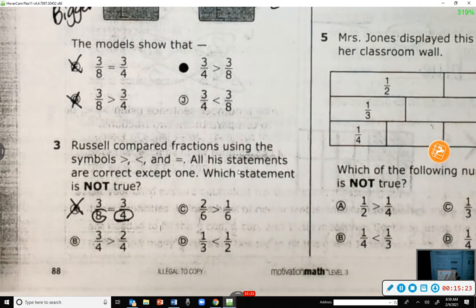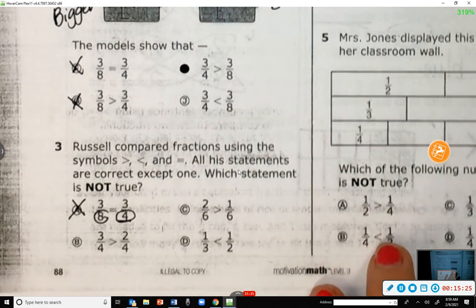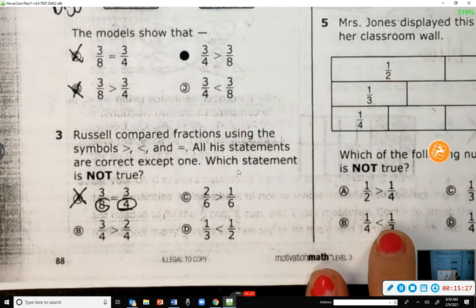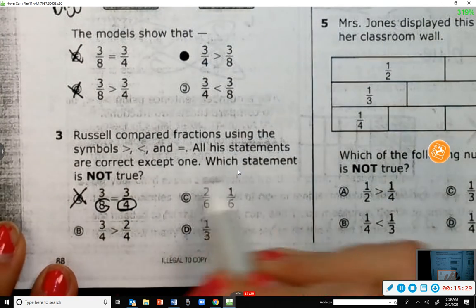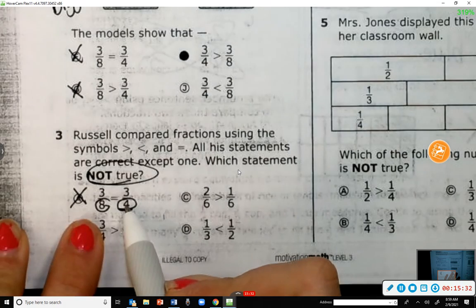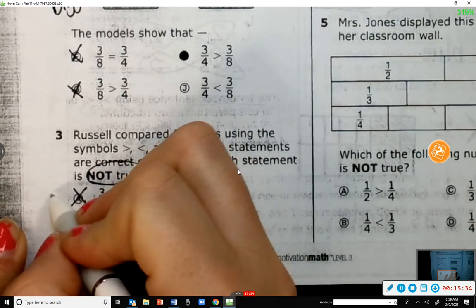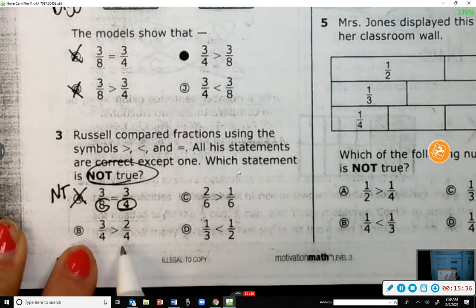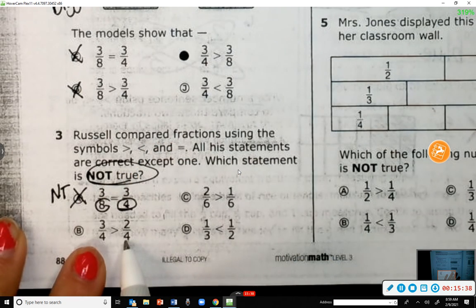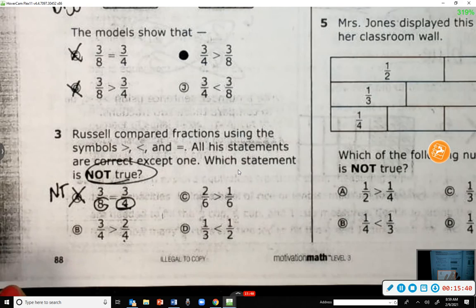Let's see. Okay, B, 3/4 is greater than 2/4. Oh, but hold on, guys. We want to pick the one that's not true. So is this true or not true? Not true. So we're going to put NT. Here, 3/4 is greater than 2/4. Is that true? True. Okay.